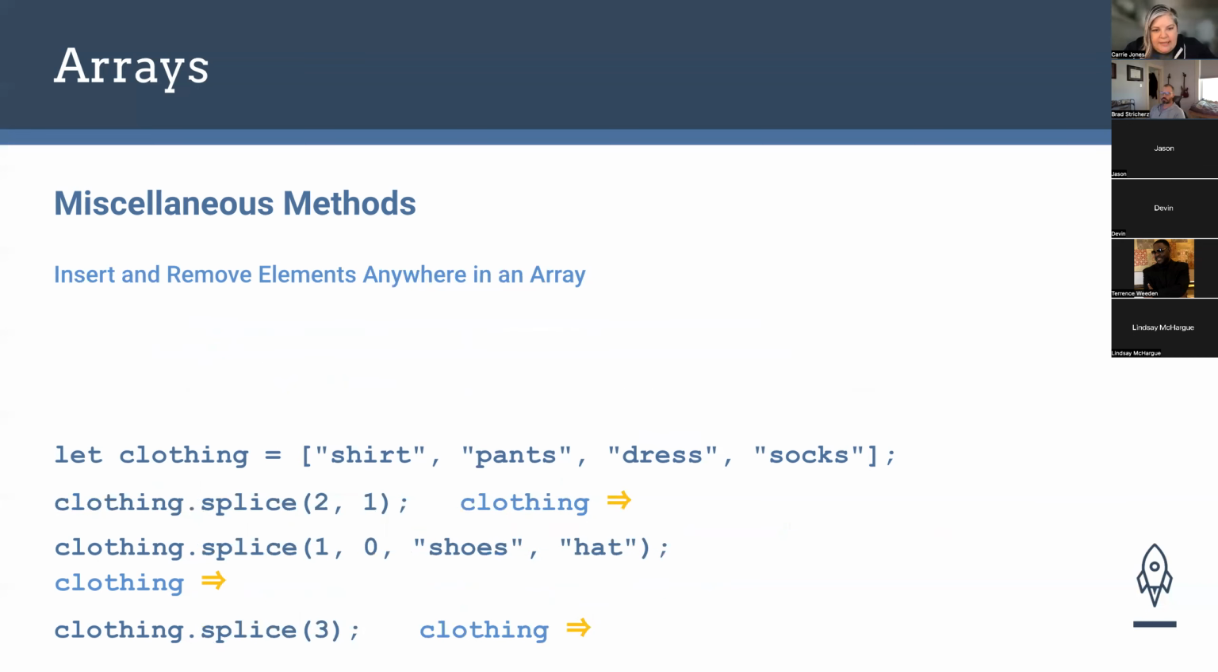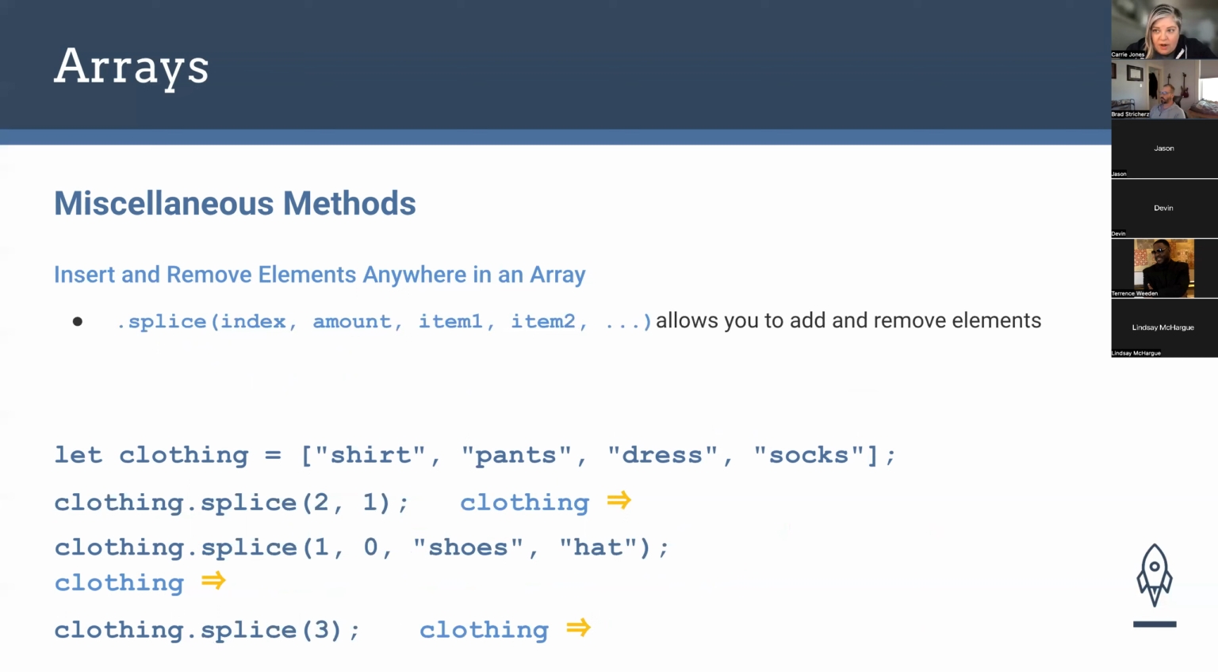This is the one that takes a little bit more thought. Splice. We talked a little bit about this during lecture on Thursday night, but this one inserts or removes elements anywhere in the array. So you can be very specific about exactly where you want to start, how many you want to remove, and whether or not you want to add some things. And if so, what are those things? So index is the starting point.